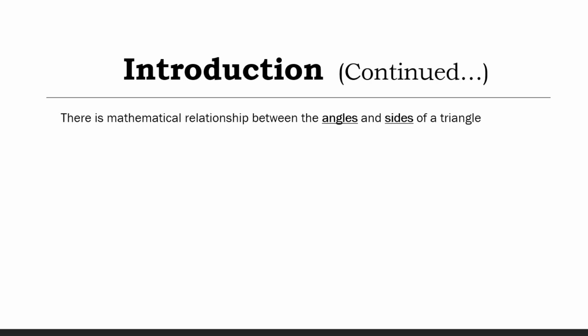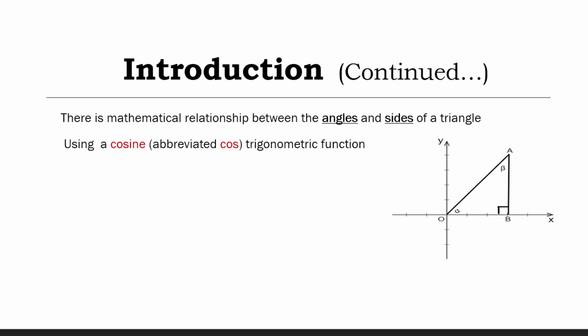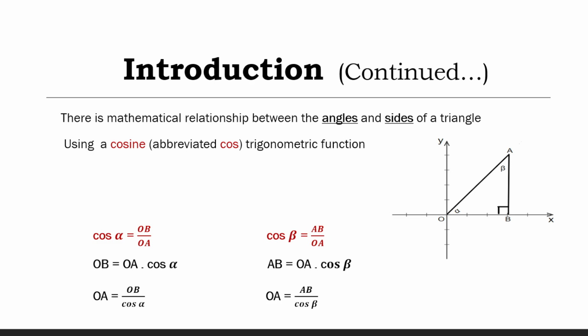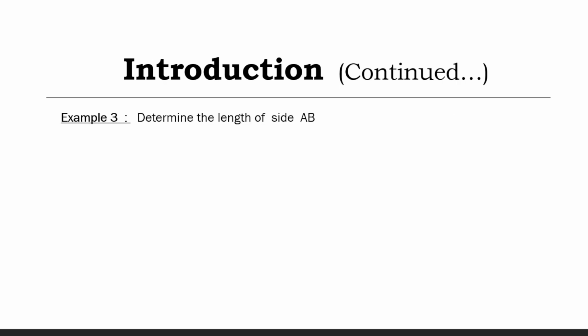Now we can continue and do the same for the cosine function. Given the right angle triangle and the angles alpha and beta, you can establish a relationship to say cos alpha equals OB over OA, cos beta equals AB over OA, and in the same manner you can make OB and AB the subject of the formula, and OA can also be made the subject of the formula. So in this case, you don't need to apply the same equations at the same time. You just choose one.